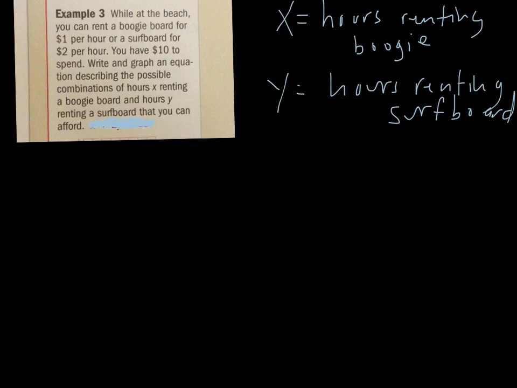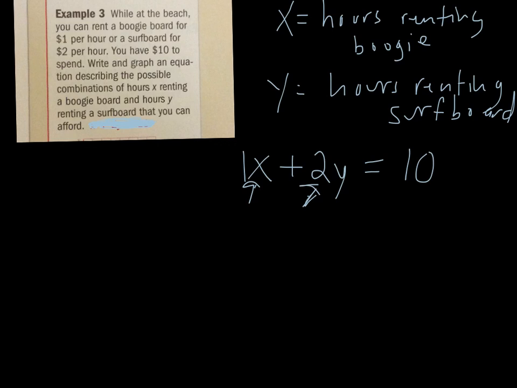So we could set up an equation and say that we've got $1 per hour for x hours on the boogie board, plus $2 per hour for y hours with the surfboard. If we've got $10 to spend, we could say that the combination of these two could be equal to 10. We can't spend any more than that. So when we graph this line, that'll give us the possible combinations of how many hours on the boogie board and how many hours on the surfboard we could get for $10.